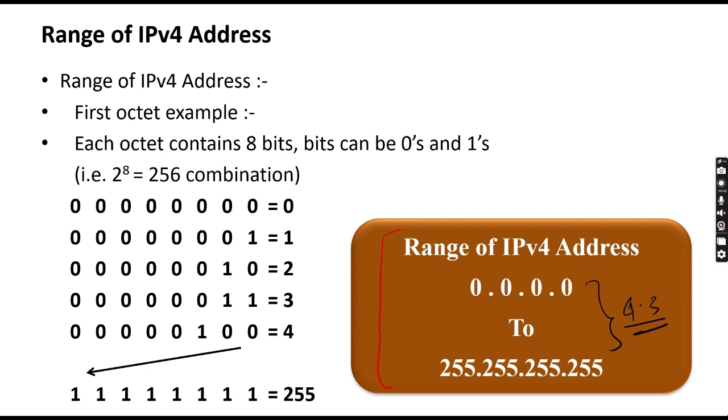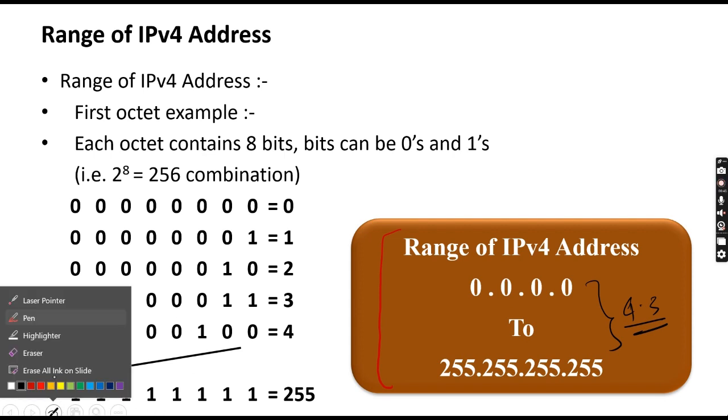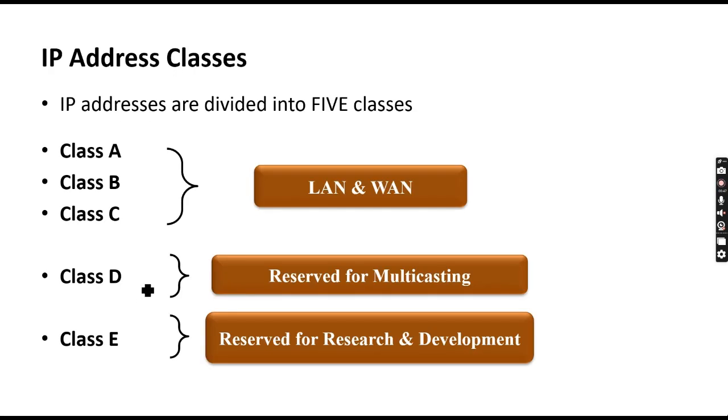Now, these IP addresses are divided into different classes. So we have classes like class A, class B, and class C. These classes of IP addresses are basically used for LAN and WAN communication. Class D IP addresses are reserved for multicasting, and class E IP addresses are reserved for research and development. Okay.